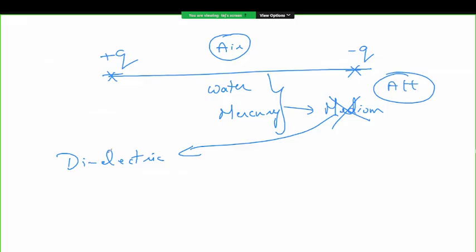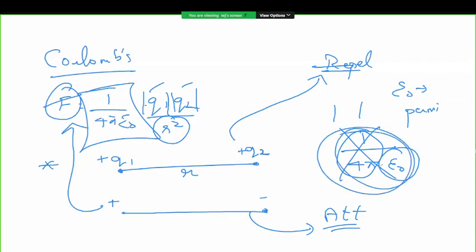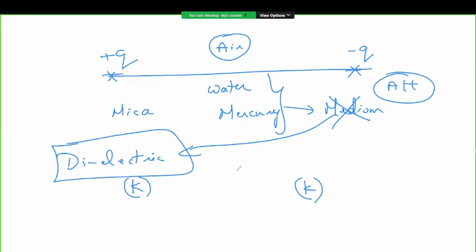In fact, it can also be a metal. So let's say, see, mercury is a metal. Let's say I introduce mica. I can introduce mica between both these charges, and that also will affect it. Now, understand, the representation for dielectric is capital K. Don't get confused. If I write lowercase k, it means I'm talking about this constant called 1 by 4 pi epsilon naught. If I write capital K, I'm talking only about the dielectric.